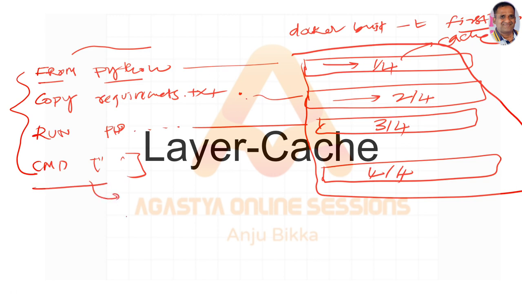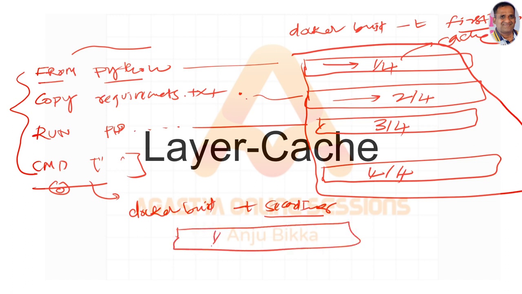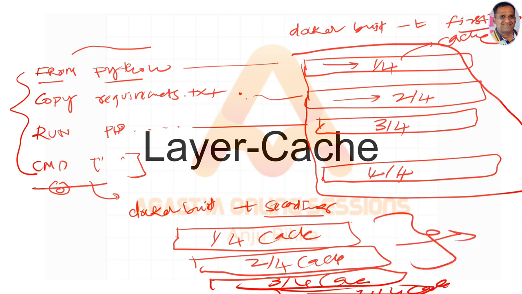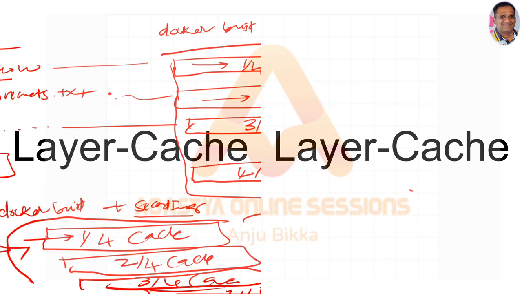By using the same Dockerfile, if you run docker build -t second image without any modifications, we are going to prepare another image. So what happens in this case? Instead of preparing the first layer, it takes 1 of 4 from cache, then 2 of 4 from cache, then 3 of 4 from cache, and the fourth layer, 4 of 4, also from cache. So in this case, it is not going to prepare any layers. Docker is going to take these layers from the cache.